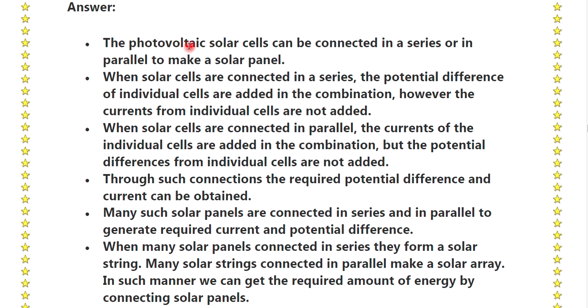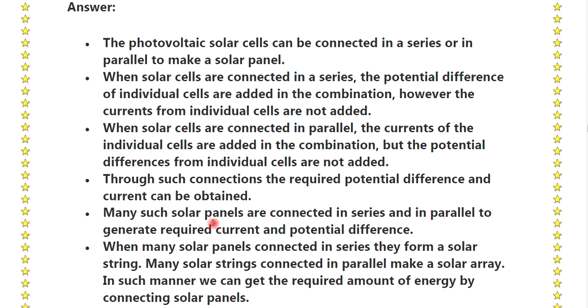The photovoltaic solar cells can be connected in series or in parallel to make the solar panel. Second point, when solar cells are connected in series, the potential differences of the individual cells are added in the combination. However, the currents from the individual cells are not added. When solar cells are connected in parallel, the currents of the individual cells are added in the combination, but the potential differences from individual cells are not added. Through such connections, the required potential difference and current can be obtained.